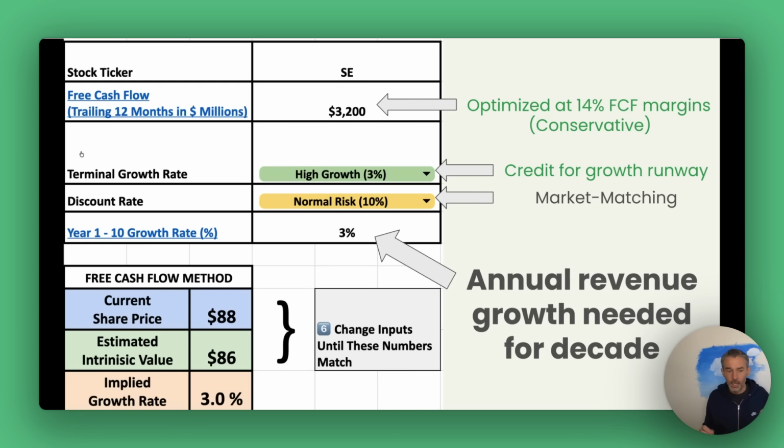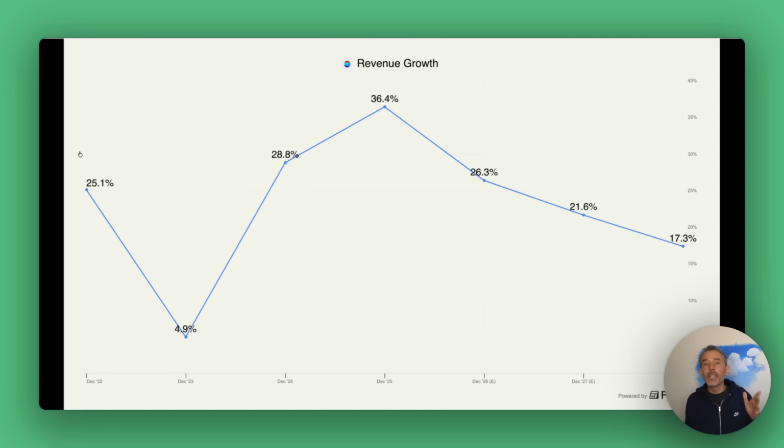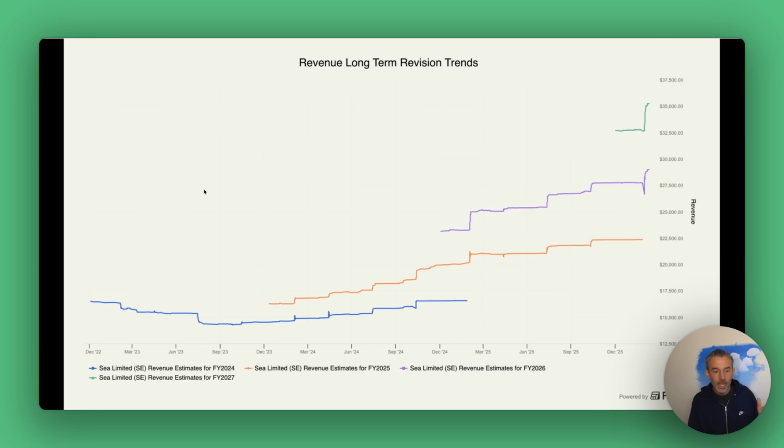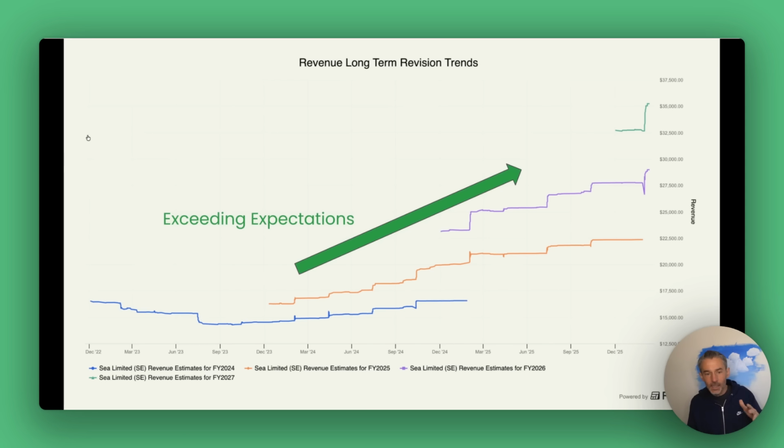And here's the thing. If Sea Limited hits those 14% free cash flow margins, and I think that's the big thing that the market doesn't believe that they can do, then revenue only needs to grow 3% per year. I mean, my goodness, look at this. Revenue is expected to grow by 26, 22, 17% in the coming years. And not only that, but starting in 2025, analysts again were routinely underestimating what the company could do.